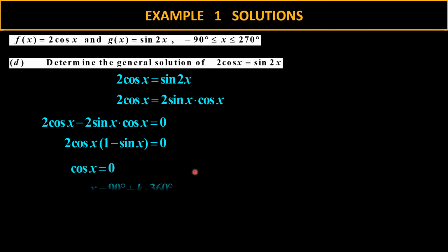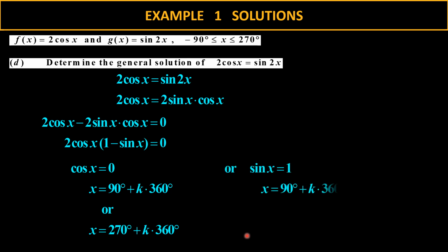And then the zero product: cos of x can be 0. From my graph, I know cos is 0 at 90 and at 270. Because I want the general solution, I add k times the period, 360, plus k times the period, 360. The other option is sine x is 1, and sine x is 1 from my graph is 90 degrees plus, and actually this one is the same as that one, right? So I only have these two, so that's my general solution.